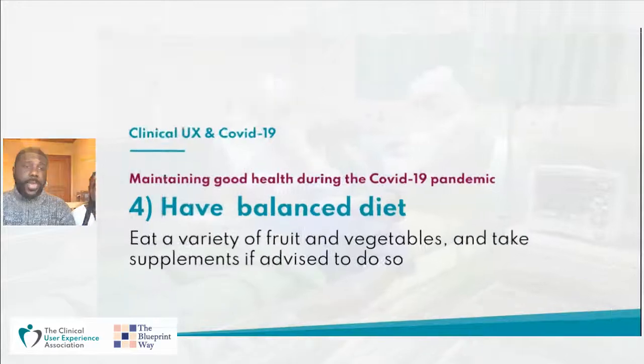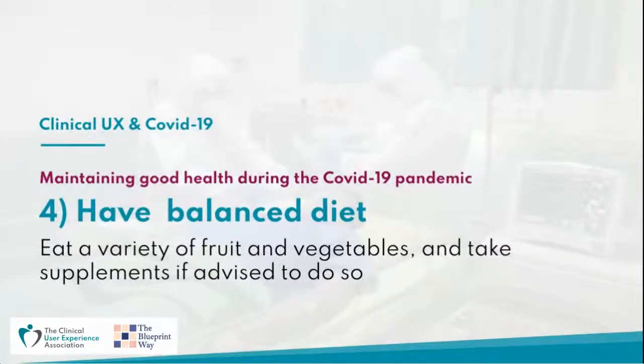So next is about having a balanced diet. A balanced diet can mean different things to different people, but whether you are vegan or omnivore and you eat anything, it doesn't matter. Still have a variety of fruit and vegetables. And if advised by your healthcare professional, by your family physician and the like, take supplements. There are ways you can be boosting your immunity by having a lot more fruit and vegetables in your diet, or even by taking vitamins or minerals to support you.